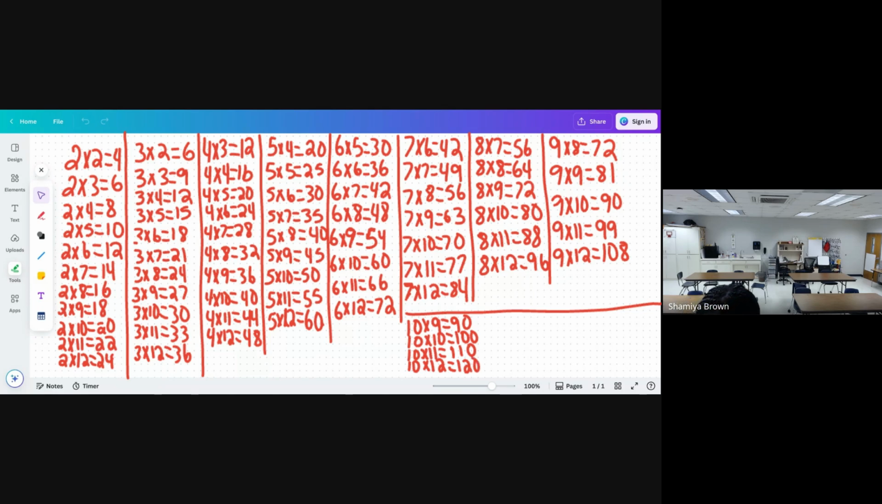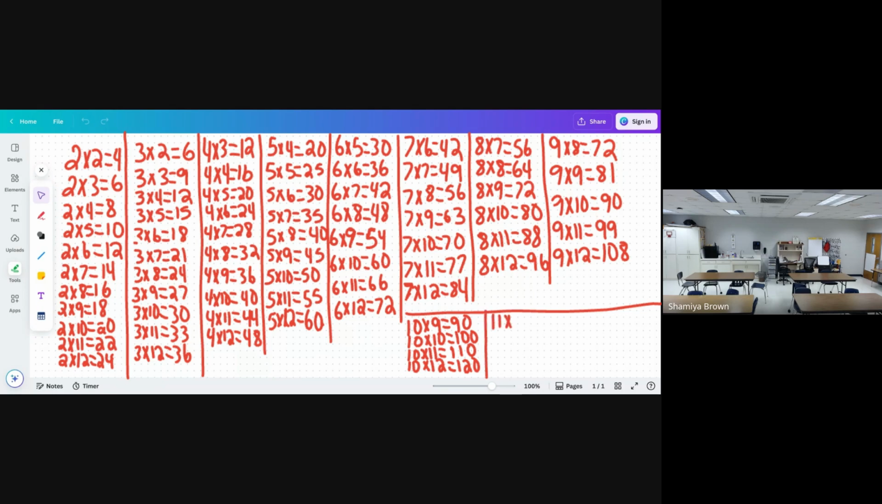And remember with your 10s, it's super simple because whatever number you're multiplying by, you just put that number with a 0. So since I'm multiplying 10 times 9, I just put 9 with a 0. Multiplying 10 times 10, I put 10 with a 0. 10 times 11 is 11 with a 0. And 10 times 12 is 12 with a 0. Okay, now I'm going to do my 11s.